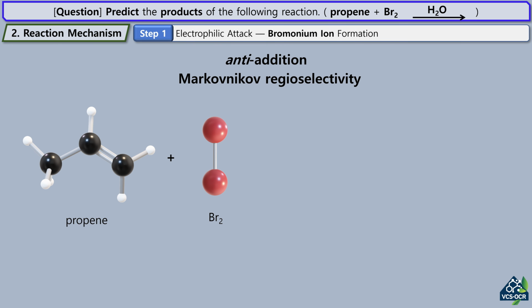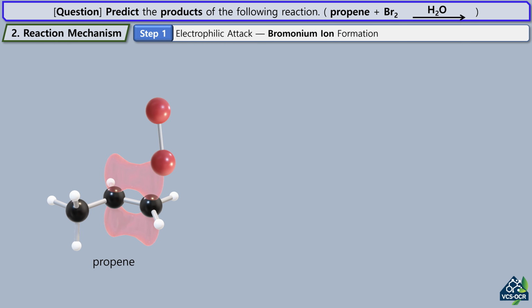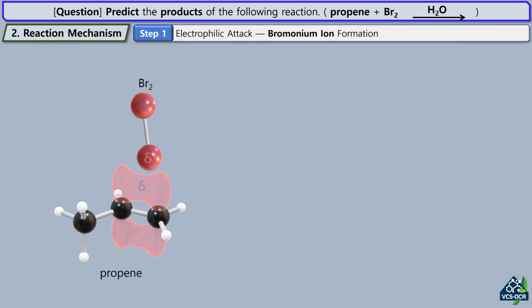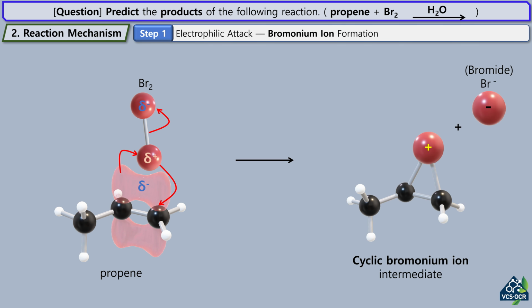Step 1. Electrophilic attack, bromonium ion formation. This step is identical to simple halogenation. The alkene's pi electrons approach and polarize the bromine molecule, making one bromine atom electrophilic. The alkene attacks the bromine, and concurrently, that bromine forms bonds to both alkene carbons, while the other bromine leaves as a bromide ion. This concerted event produces a strained three-membered cyclic bromonium ion that bridges the former double bond.